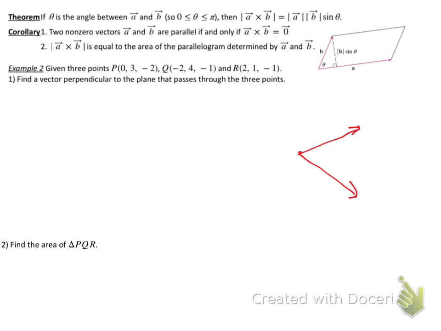How do you find it? That would be exactly the direction of A cross B. If you call this A, this is B, then this will be A cross B. Sorry, the other way around. Mine is B cross A.